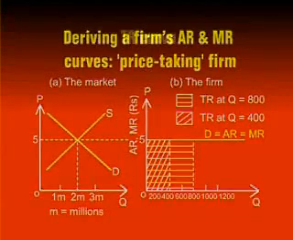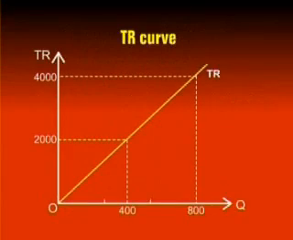Now this can be plotted on a graph with total revenue on the vertical axis and quantity on the horizontal axis. So when the firm produces 400 units, the total revenue is 2000. When the firm produces 800 units, total revenue is 4000. And as you can see, the total revenue graph plots as a straight line through the origin.